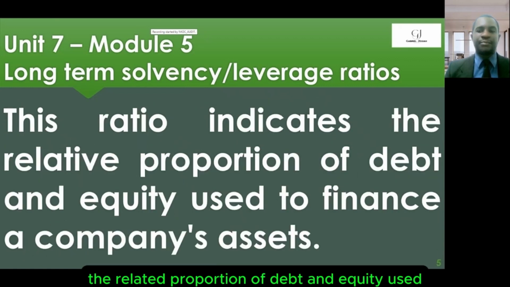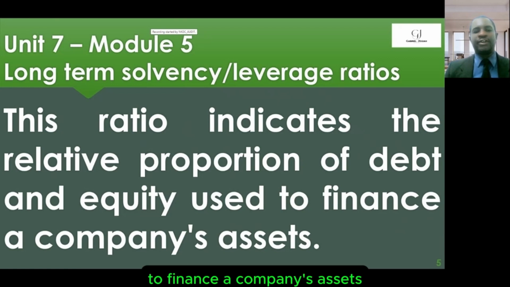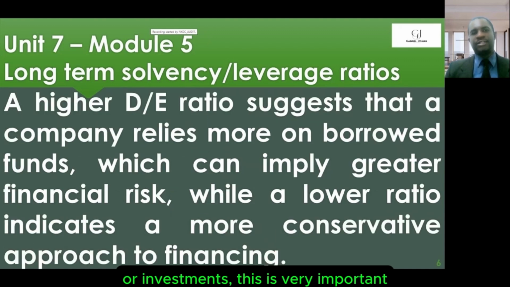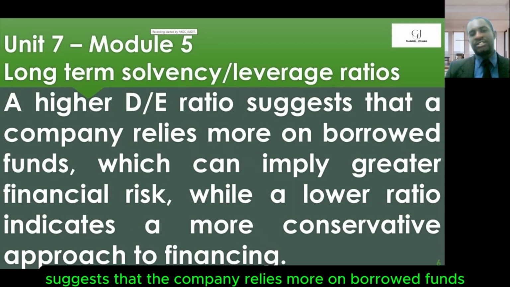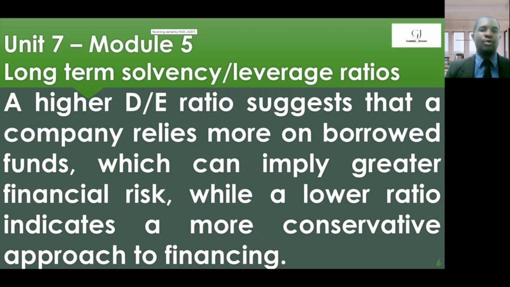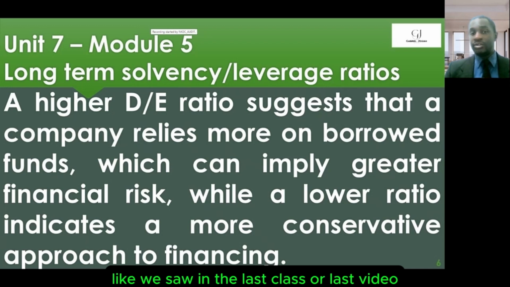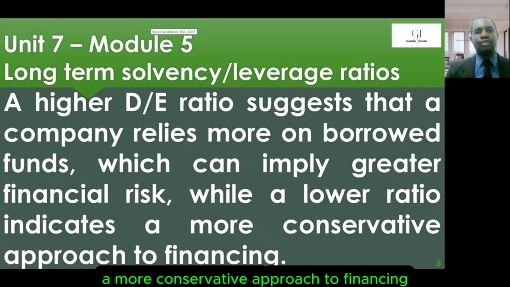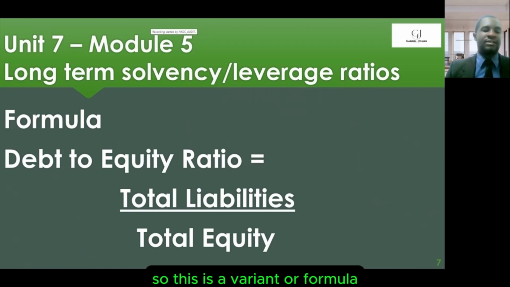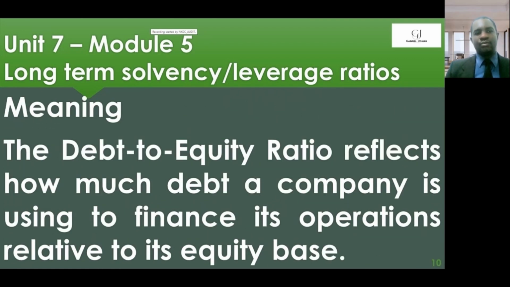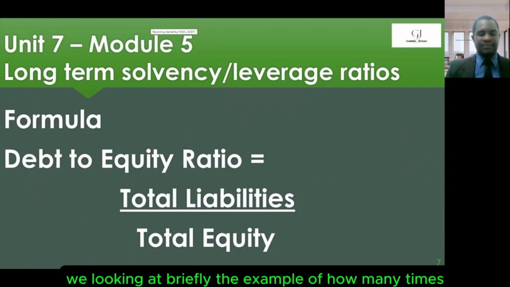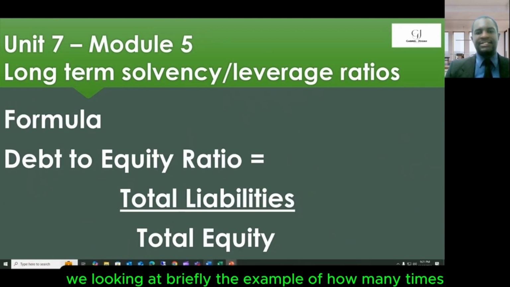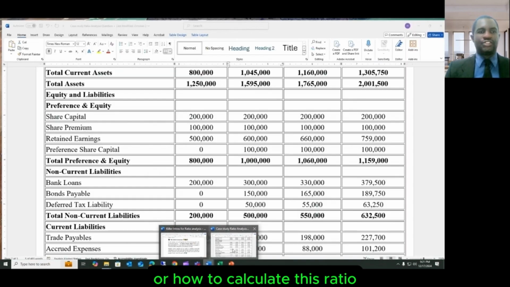It indicates the relative proportion of debt and equity used to finance a company's assets or investments. This is very important. So a higher debt to equity ratio suggests that the company relies more on borrowed funds, which can imply greater financial risk, like we saw in the last class or last video in the gearing ratio, while a lower ratio indicates a more conservative approach to finance. So this is a variant formula. We'll be looking briefly at an example of how to calculate this ratio.